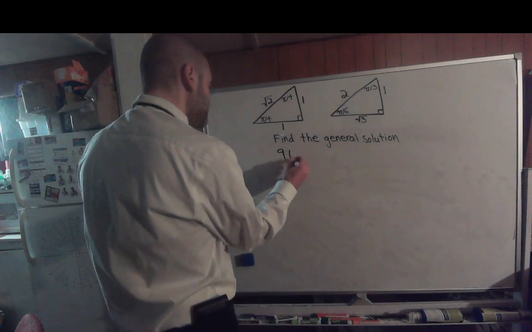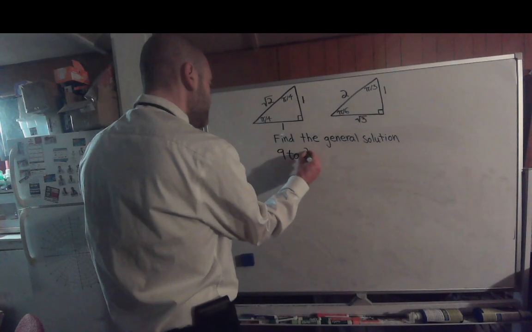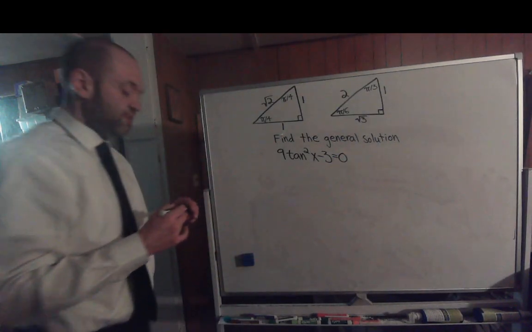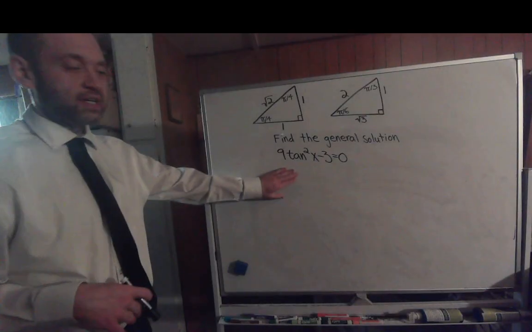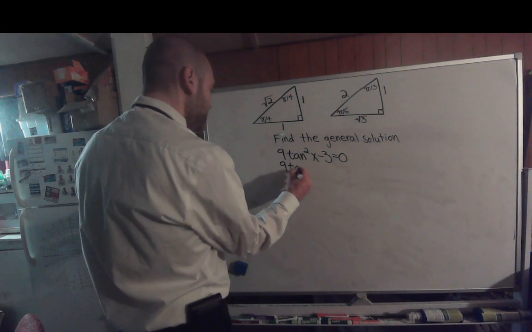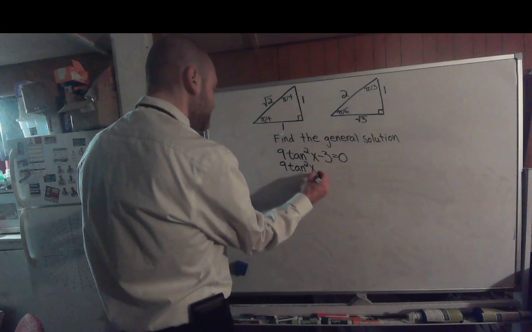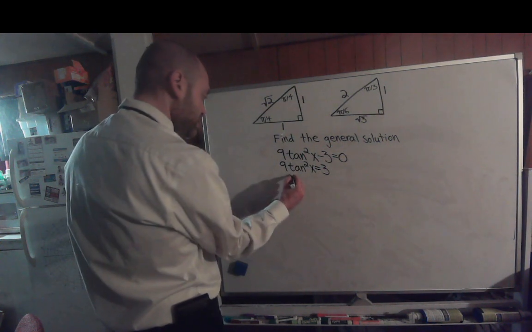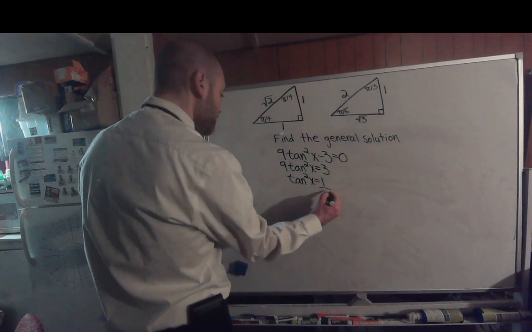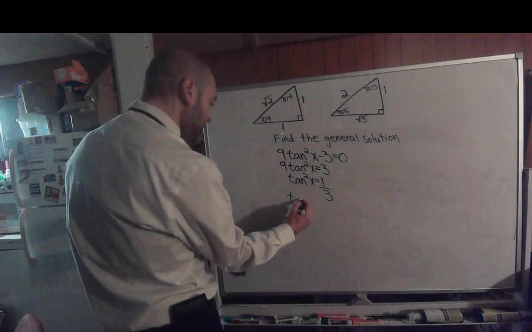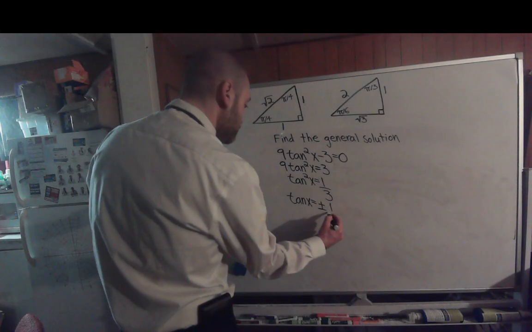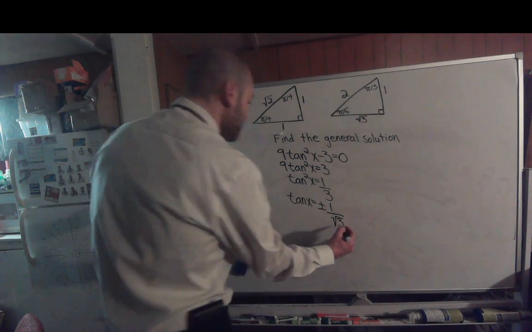Alright, 9 times the tangent squared of x minus 3 equals 0. So we have 9 times the tangent squared of x minus 3 equals 0. Well, this would turn into 9 times the tangent squared of x equals 3. So the tangent squared of x would equal 1/3. So that means the tangent of x would equal both plus and minus 1 over the square root of 3.